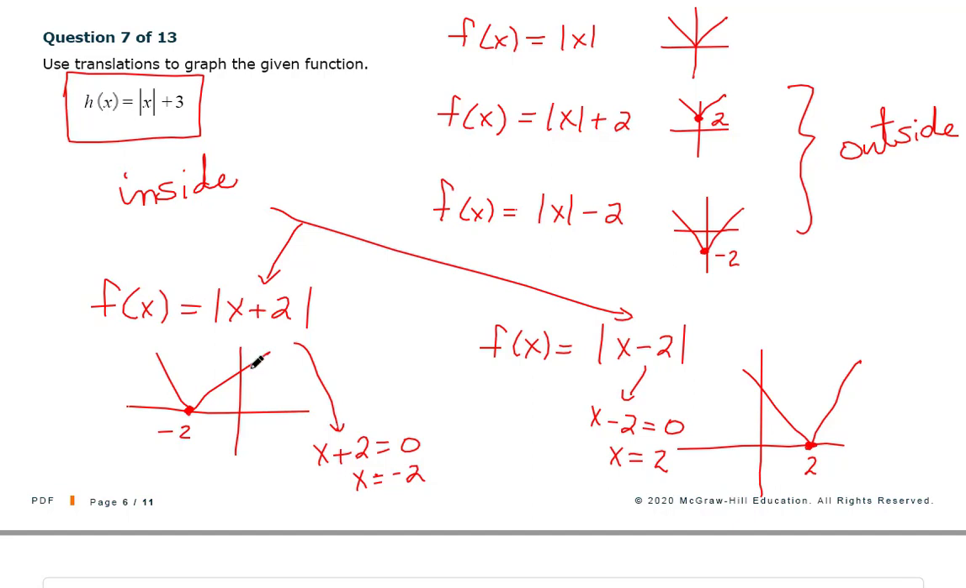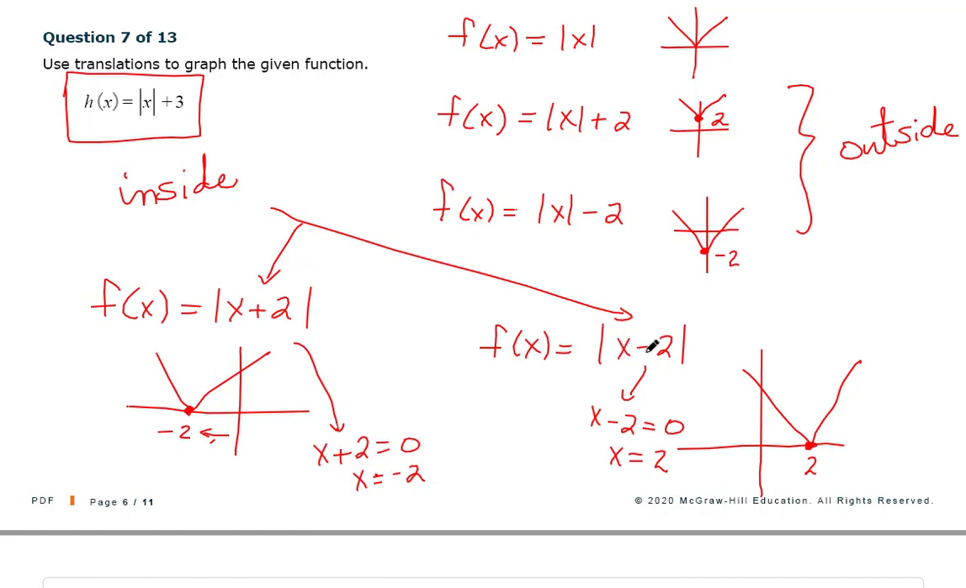And it doesn't go in the way that you might think it should. When you see x plus 2, you're thinking, oh, it goes to the right by 2. But it doesn't. And the way to remember is, ask yourself what makes the inside equal to 0. So x plus 2 equals 0. I get x is minus 2. And so we move to the left by 2.